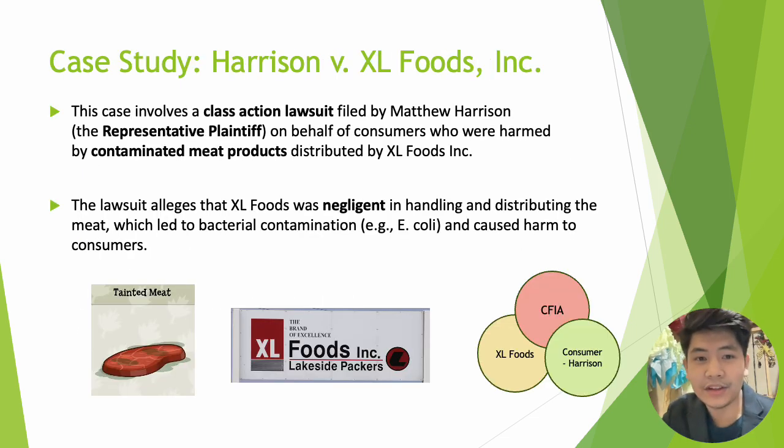Now let's dive into the Harrison against Excel Foods Incorporated case. This is a class action lawsuit filed by Matthew Harrison on behalf of consumers who were harmed by contaminated meat products distributed by Excel Foods Incorporated. They are a meat manufacturer or meat packer located in southern Alberta. So they were the ones involved in this lawsuit. The lawsuit alleges that Excel Foods was negligent in handling and distributing the meat, which led to bacterial contamination.